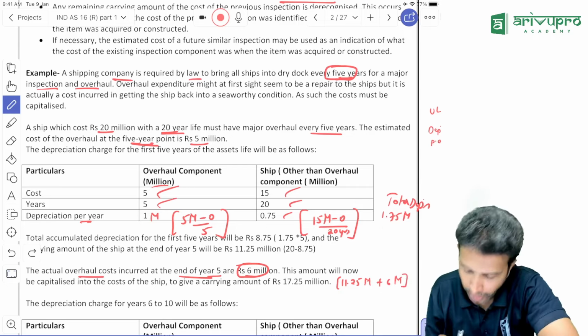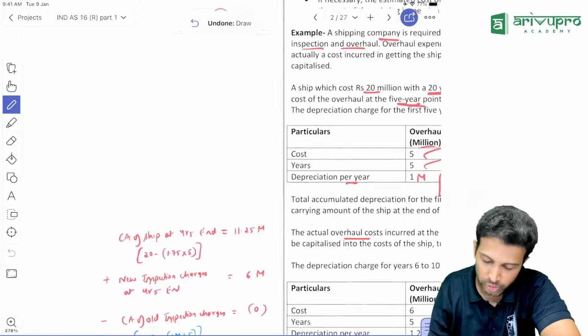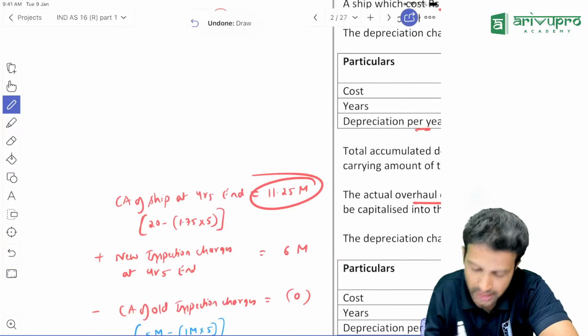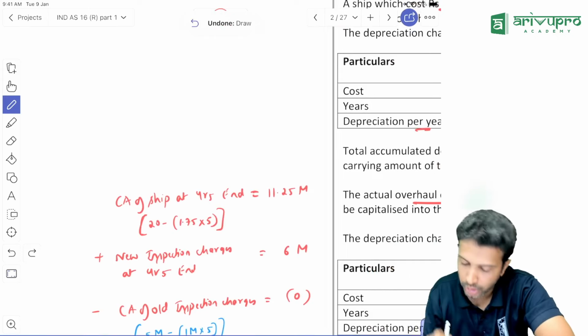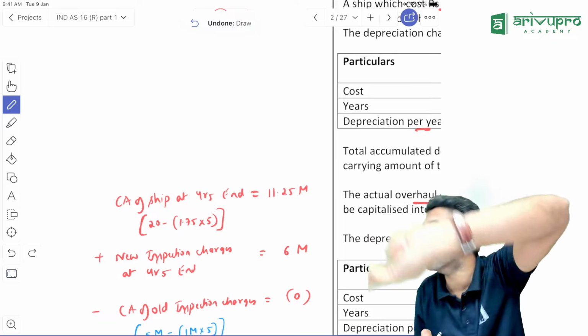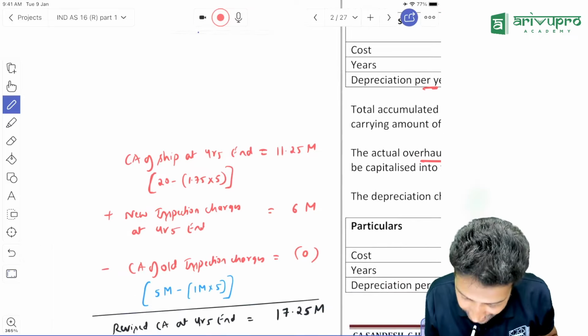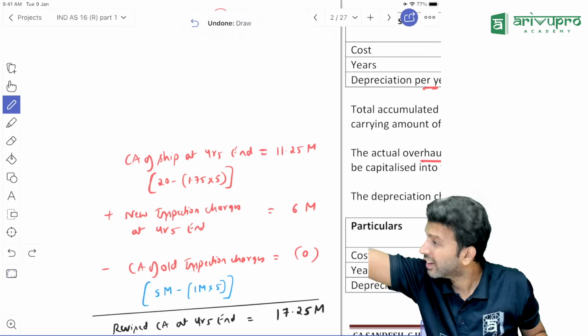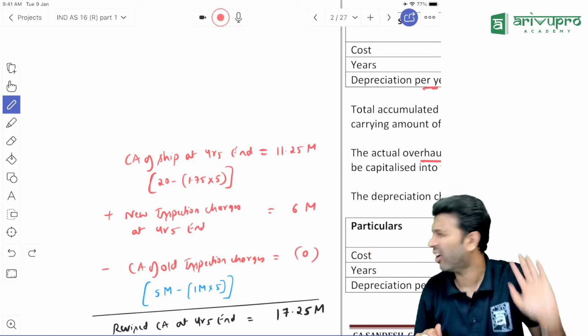Correct? Okay. How much are the new inspection charges? 6 million. So what can you do for that? Can you add this? Yes. So the carrying amount of the ship was 11.25 million at the end of 5th year. To this, the new inspection charges you will add. Is that the only thing or one more? One more. What is that? The carrying amount of old inspection charges, if at all it is remaining. What do you have to do? Remove. In these cases, it will not be there.